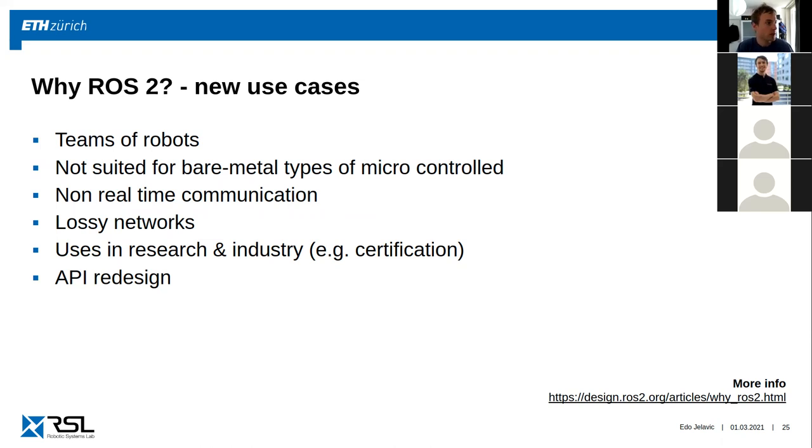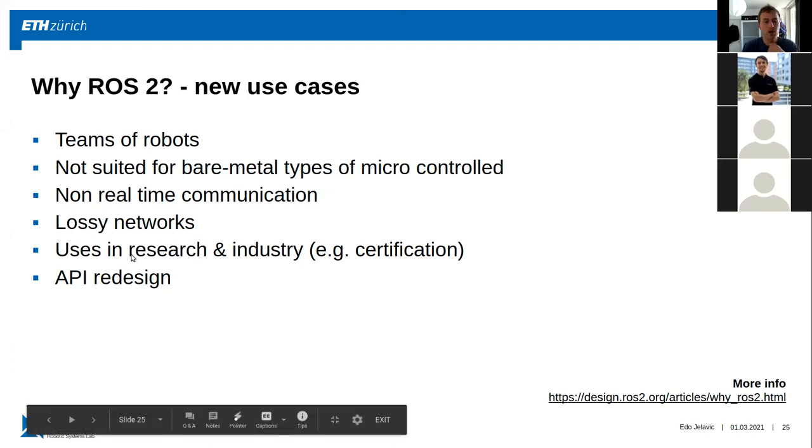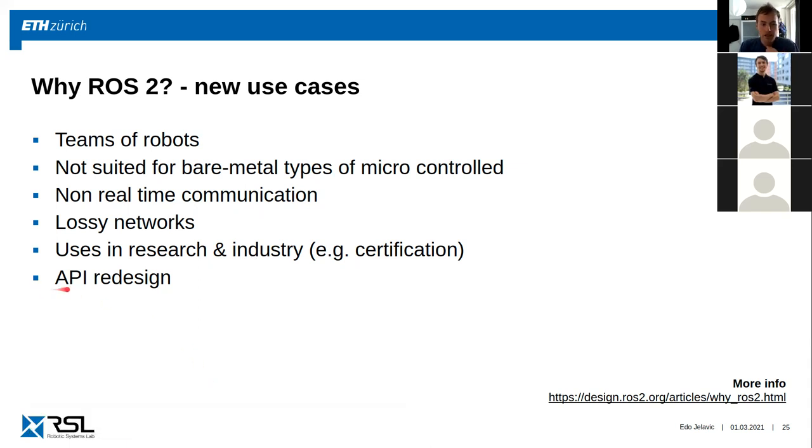If you think about underwater robotics, or some teleoperation where you rely on 4G, then depending on how many people in your area watch YouTube videos, you will have quite different throughput through such a network. There is also, as I mentioned, now people want to use it in industry and not only in research. And certain things in ROS1, as the authors have admitted themselves, were not designed the best way. It was just a decision that was made back in 2007, and then they realized it was not the best.